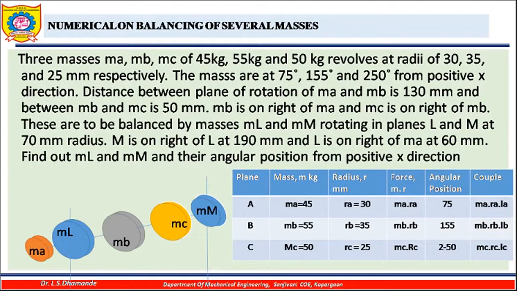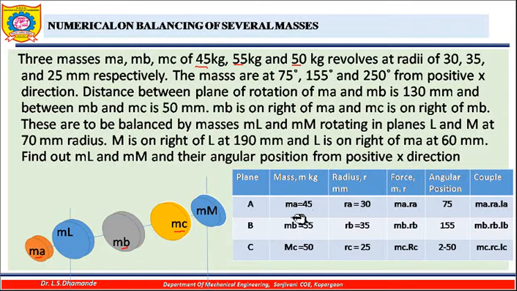So this is nothing but the statement given for this problem. There are three masses A, B, C having mass 45 kg, 55 kg and 50 kg. You can see in this diagram there are three pulleys shown, as there are three masses. So mass A, this is mass B, and this is mass C. There are three different pulleys having different masses.